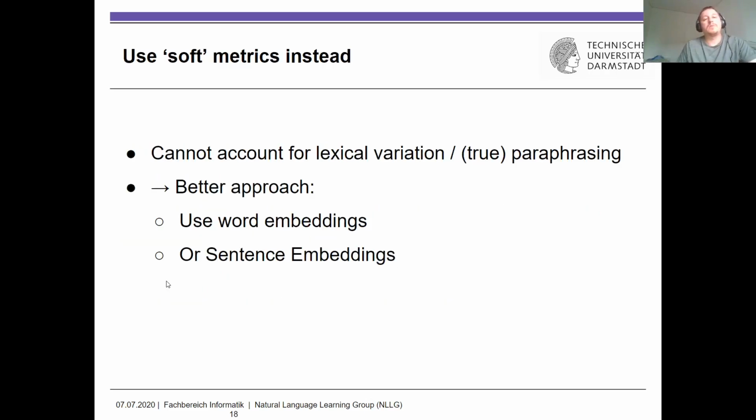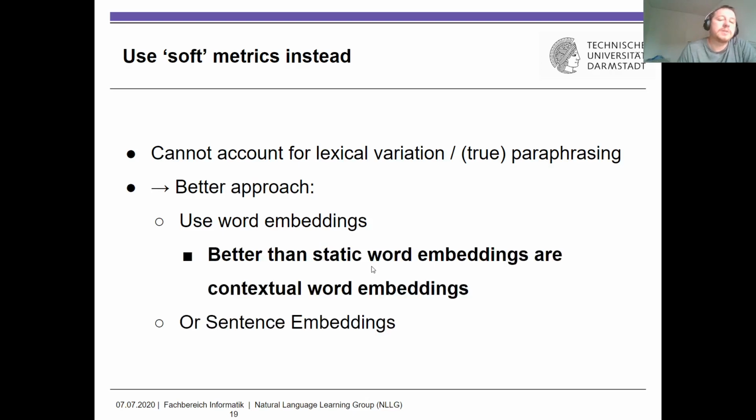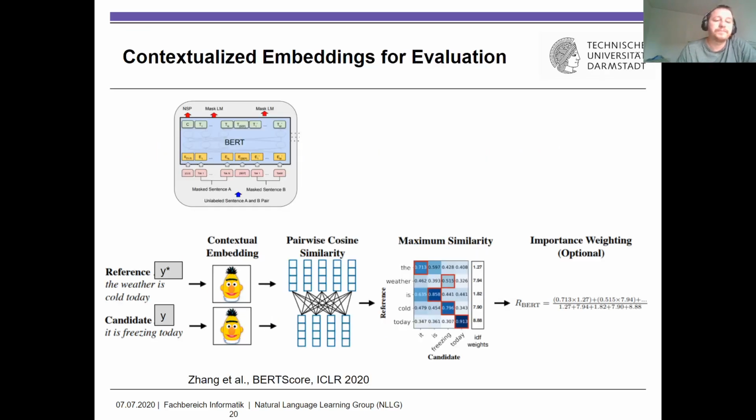So how can we use soft metrics instead of hard metrics? By soft metrics, we mean we really take into account that words are similar and they don't have to be identical. Such soft metrics can take into account lexical variation or paraphrasing. So we would use word embeddings, or we can use sentence embeddings for that. And of course, better than static word embeddings, we would use contextual word embeddings.